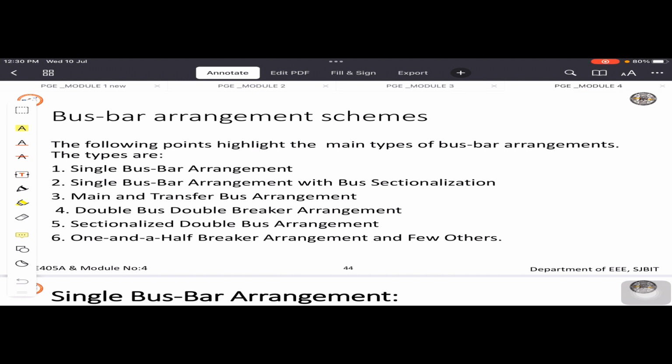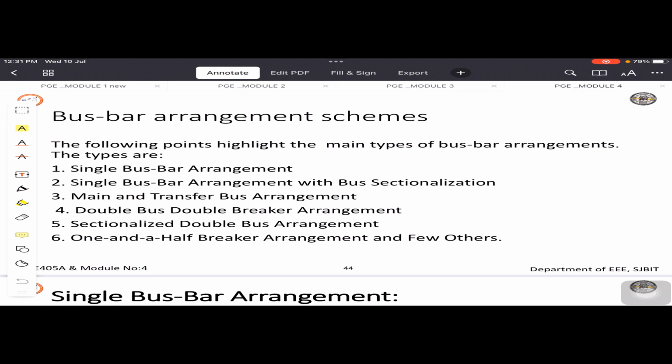There are different bus bar arrangements listed out here. We have single bus bar arrangement with bus sectionalization. We have main and transfer bus arrangement. We have double bus, double breaker arrangement, sectionalized double bus arrangement, and 1.5 breaker arrangement, and many more. The arrangements are done based on the need and requirements, in order to reduce the cost, to use more compactly, and as per the need of that particular substation.